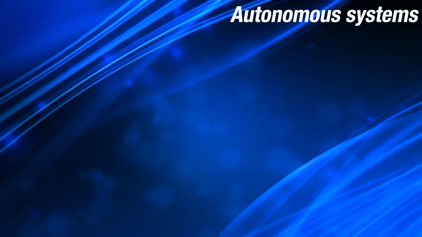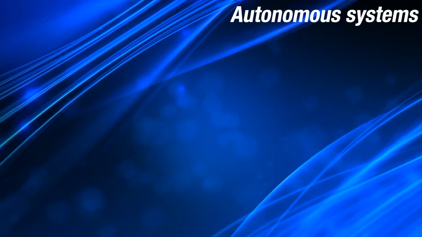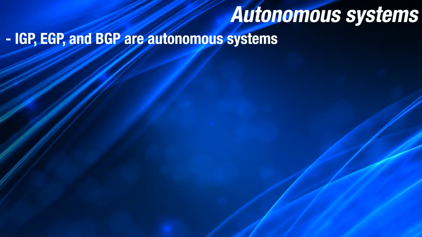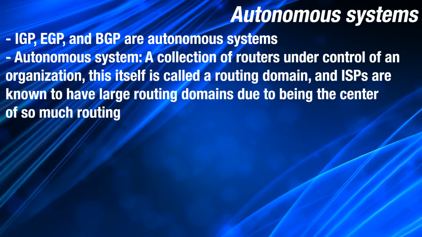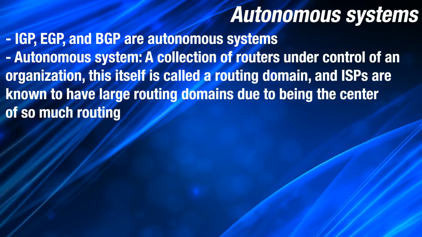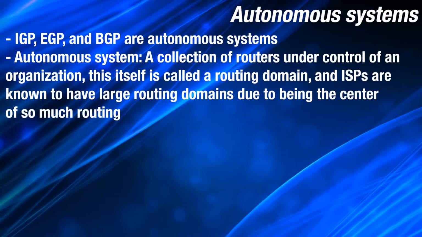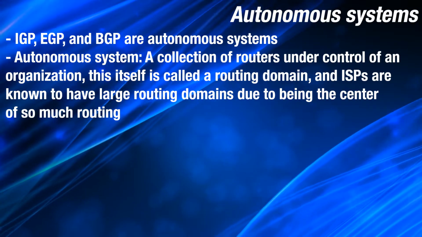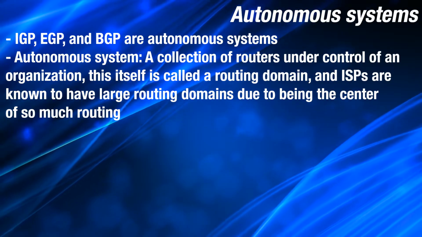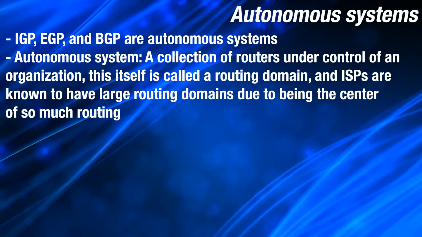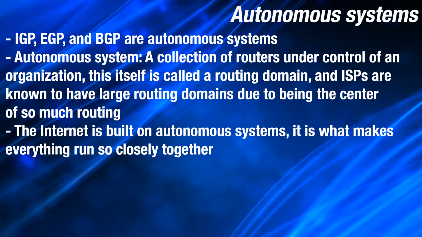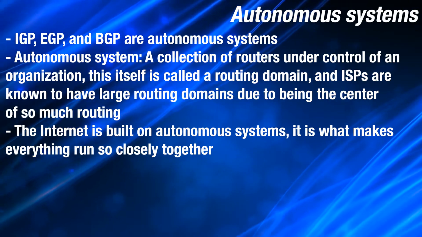Autonomous systems. IGP, EGP, and BGP all relate to autonomous systems. Let's talk about them for a little bit. Autonomous systems are a collection of routers under the control of an organization. An autonomous system is also known as a routing domain, which is usually used by ISPs. The entirety of the internet is made up of autonomous systems.